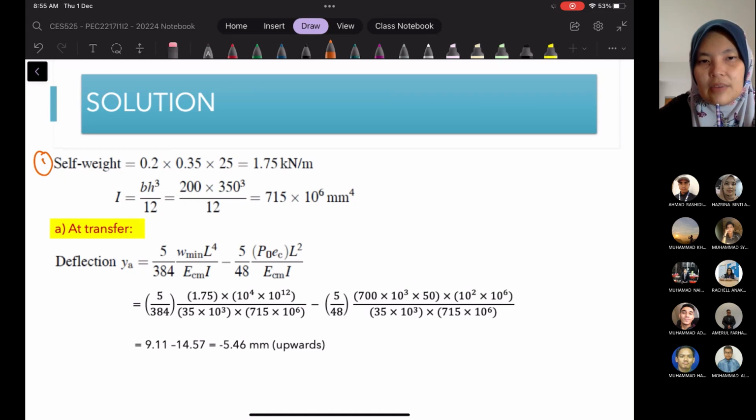Then we can calculate the value of I, which is the second moment of inertia. So we have 715 times 10 to the power of 6 millimeter to the power of 4. First, the deflection that we are going to calculate here is the deflection at transfer. So this is the first stage. We look at transfer first, where we consider W minimum. W minimum means we just consider the self weight value. So this is the first equation.